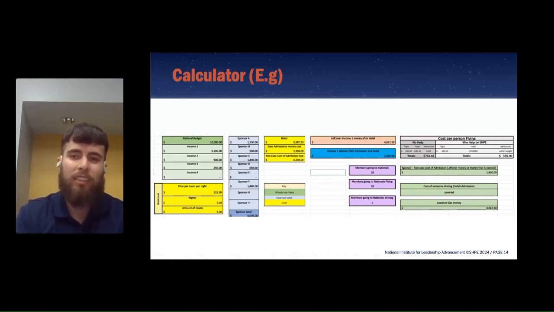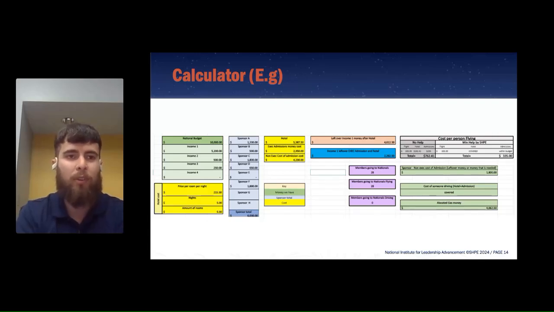This is just an example. These aren't the real numbers, but you can see how much money could be allocated for what. Some advice: during the summer, make some type of system that you can iterate over in the beginning months right before nationals.